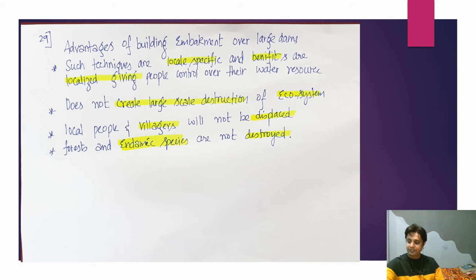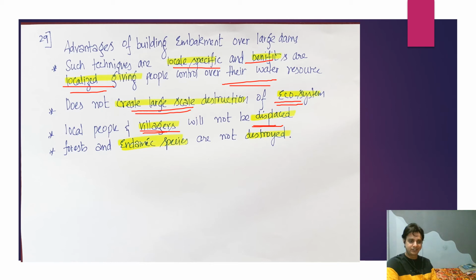29th one, building crescent-shaped earthen embankment in level terrain is better than construction of large dams across the river to store water. Analyze this statement with their effects. See, basically, the advantages of building an embankment are that it is location specific and the benefits are localized, giving people control over their water resources. And it does not create large scale destruction of ecosystem where a dam would have been constructed. And also, local people and villages will not be displaced, and money does not have to be spent on rehabilitation. And also, you can say that forest and endemic species are not destroyed.